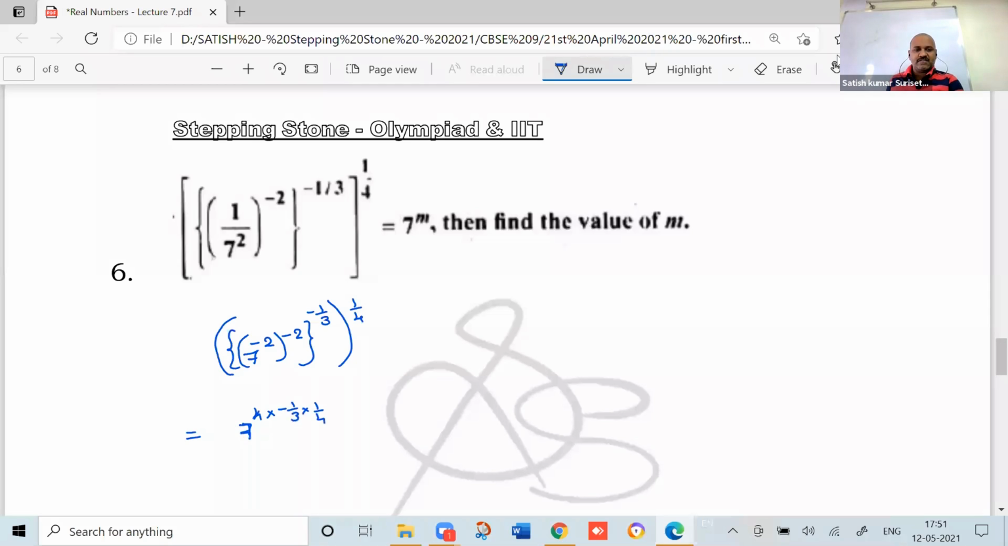So 4 gets cancelled. So the remaining is 7 to the power of minus 1 by 3. This is given as what? Equal to 7 to the power of m. Which implies m equal to minus 1 by 3. Check all of you, your calculations.